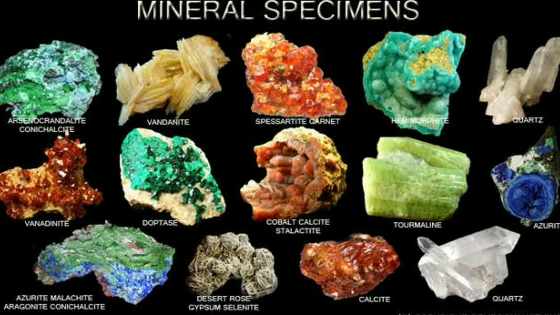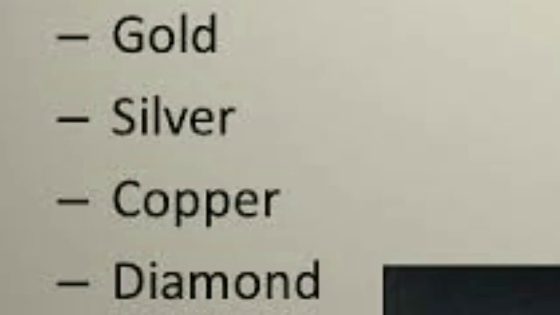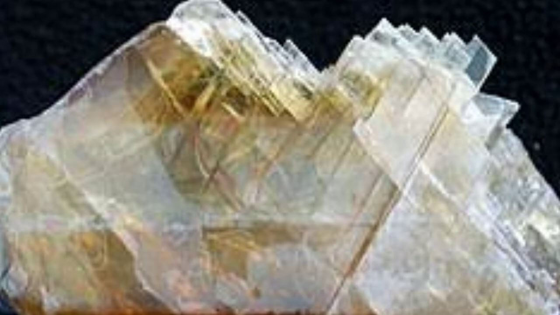Minerals are even crystalline and non-crystalline. It means their appearance is different. Minerals are even metallic and non-metallic. Metallic means the minerals which give us metals, and non-metallic means the minerals which do not give us metals. Examples of metallic minerals are gold and silver. Examples of non-metallic minerals are mica and gypsum.